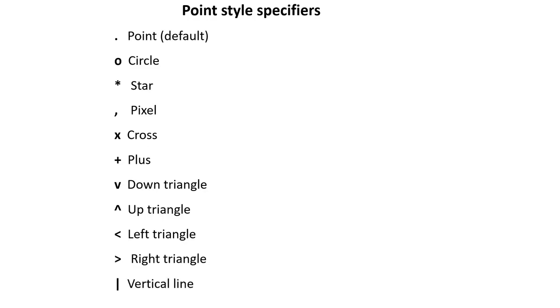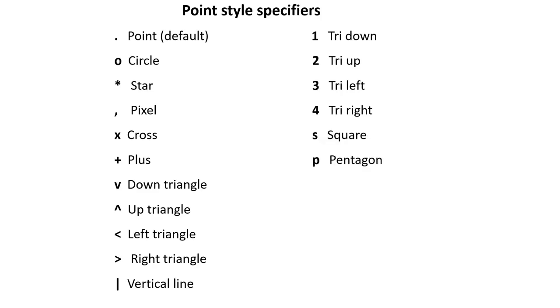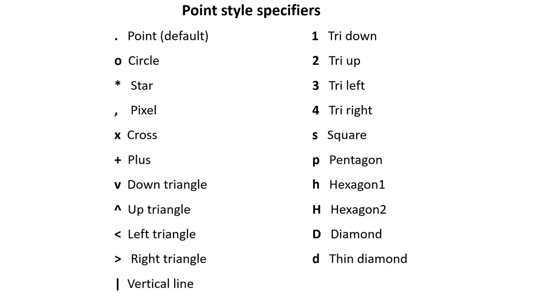Pipe for vertical line. Digit 1 for tri down. Digit 2 for tri up. Digit 3 for tri left. Digit 4 for tri right, lowercase s for square, lowercase p for pentagon, lowercase h for hexagon 1, capital H for hexagon 2, capital D for diamond, lowercase d for thin diamond and underscore for horizontal line.